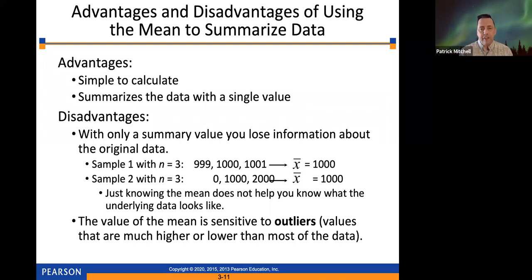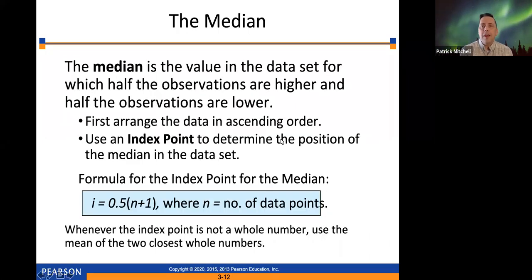Another disadvantage of the mean is that it is sensitive to outliers, which are values that are much higher or lower than most of the data. So when I'm using a measure of central tendency to summarize a set of exam scores, I usually don't use the mean, because oftentimes there are 1 or 2 unusually high or unusually low scores, and those affect the mean. So for those, I actually like to use the median.